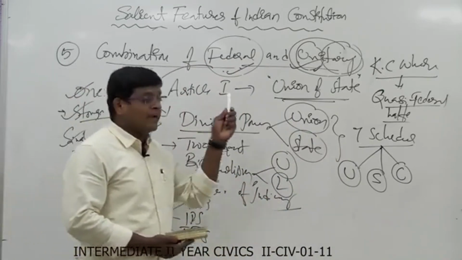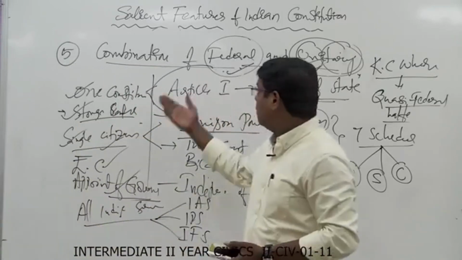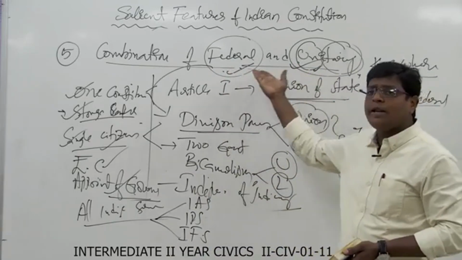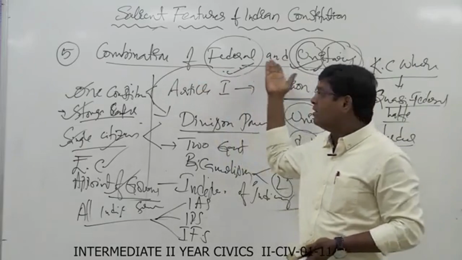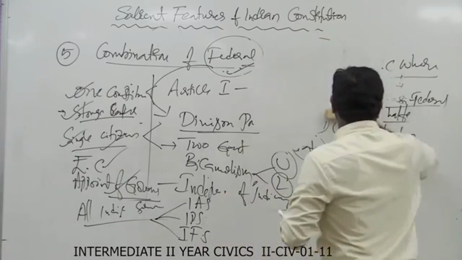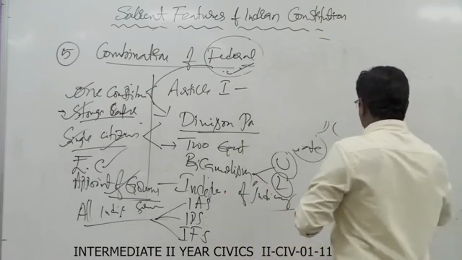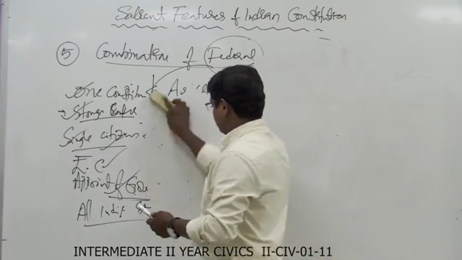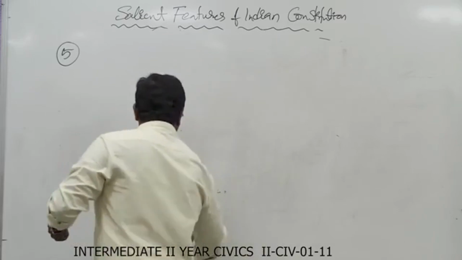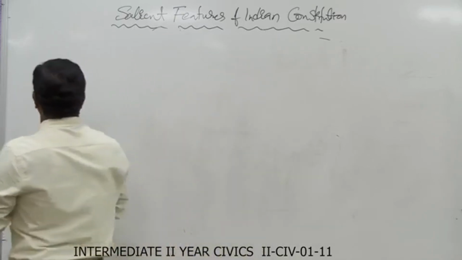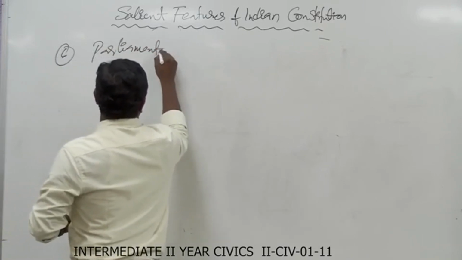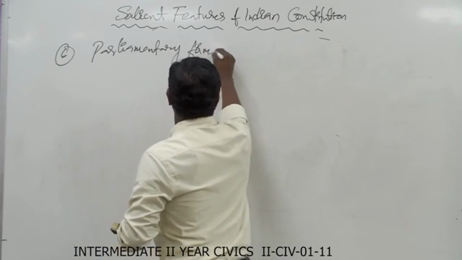Like this, the Indian Constitution is a blend of both federal features as well as unitary features. It is the combination of federal as well as unitary. Understood? So this is one salient feature of the Indian Constitution. Then the next one, the sixth one, is the parliamentary form of government.